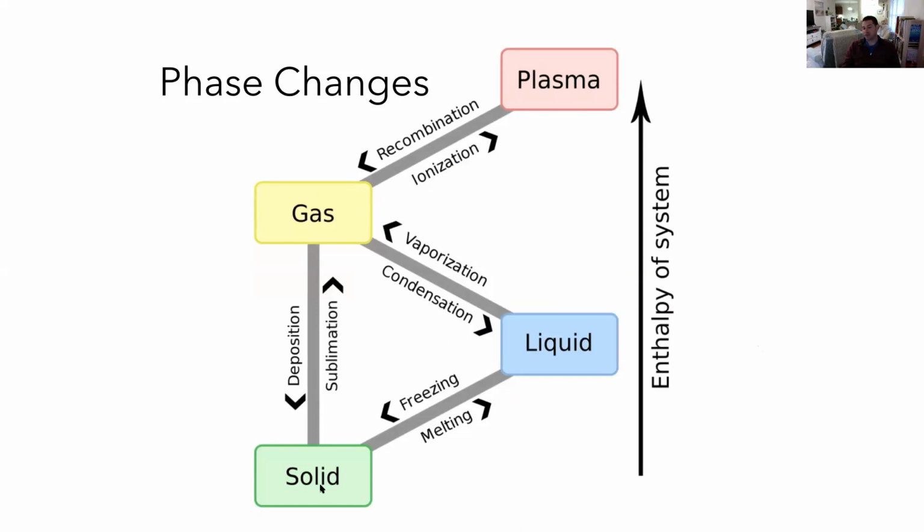Now, something interesting: we have solid, liquid, gas, plasma, and all of our transitions in this slide. On the right side, look, enthalpy of system. Enthalpy is a fancy word for heat. So heat of the system. At really low heats, we're solid. As we get higher heats, liquid, higher, gas, and the highest heats are plasma.